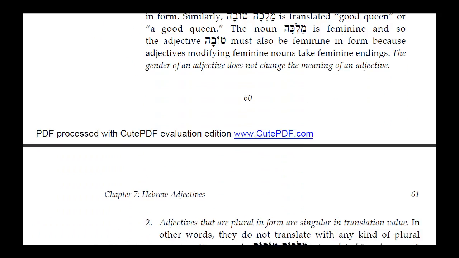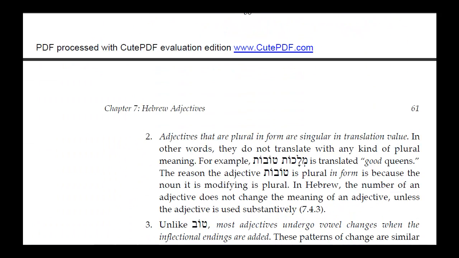Okay, let's go on further here. Adjectives that are plural in form are singular in translational value. So in other words, they do not translate with any kind of plural meaning. For example, malachot tavot is translated as good queens. We wouldn't say goods queens, we would say good queens. The reason that the adjective tavot is plural in form is because the noun it is modifying is plural. Malachot is plural.